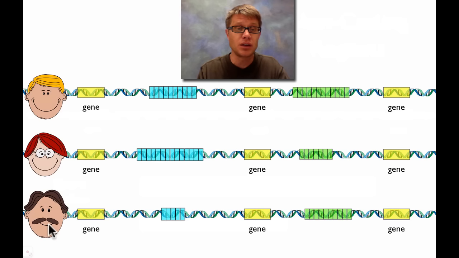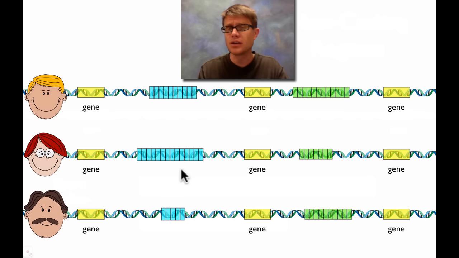Well, if we have these three individuals, we'll call this Mr. Blonde, Mrs. Red, and then Mr. Mustache. And so if we look at these three people, their genes are going to be the same. But these STRs, these short tandem repeats, are going to be different. You can see that Mr. Blonde has more than Mr. Mustache and less than Mrs. Red.